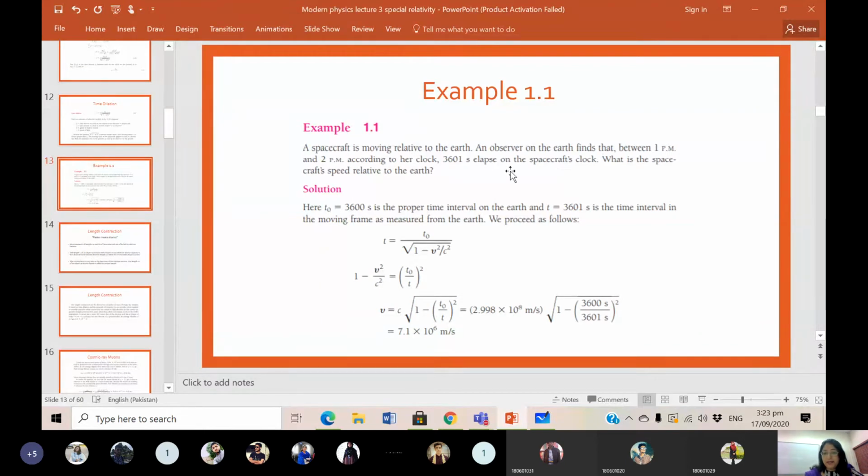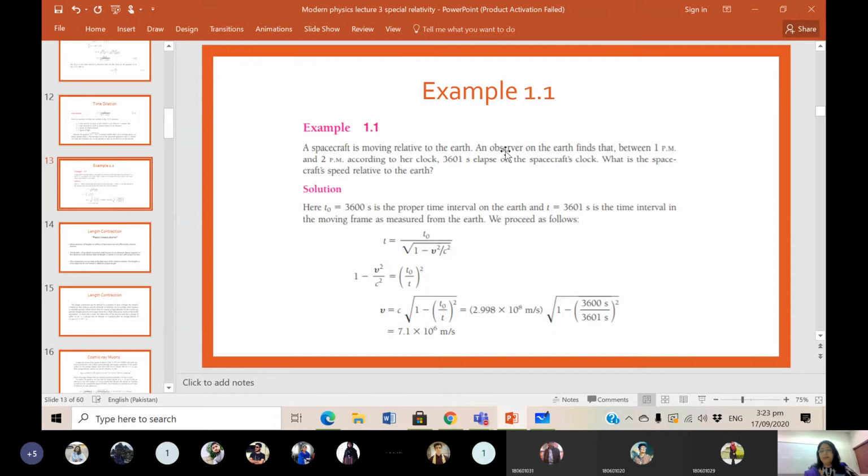according to the clock on the spacecraft, the time elapsed is 3600 seconds. You know that 1 p.m. to 2 p.m. is 1 hour. So 1 hour has 3600 seconds. On the spacecraft, 3,601 seconds elapsed as seen by the observer.